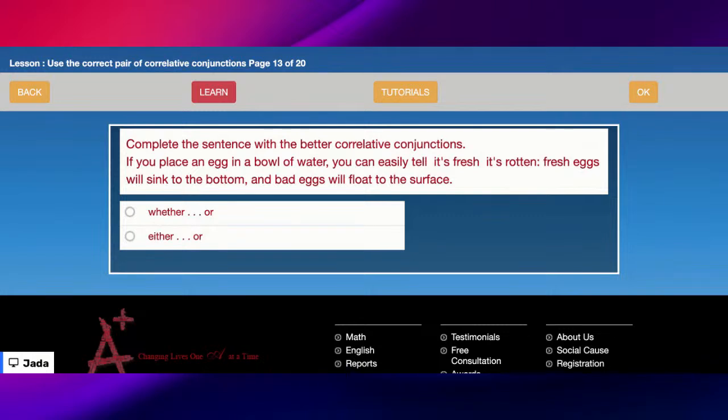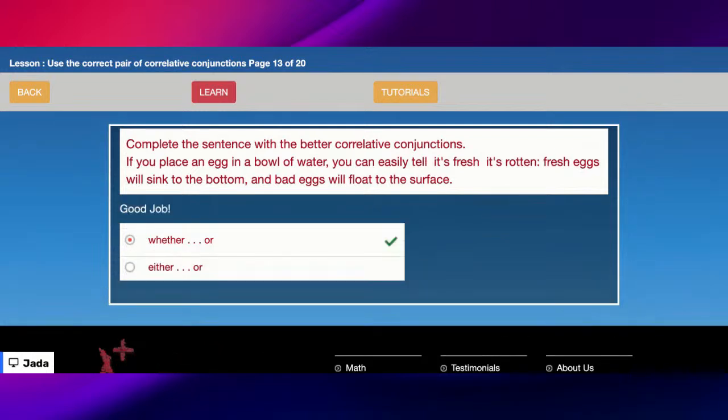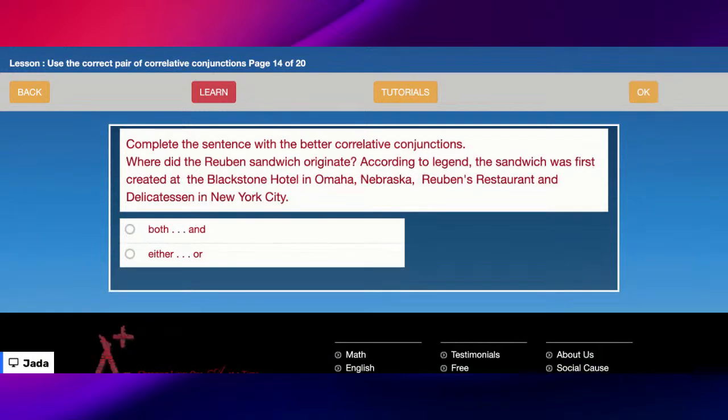So is it going to be you can easily tell either it's fresh or it's rotten, or whether it's fresh or it's rotten? So let's go with whether, right? So whether it is fresh or rotten. Remember that whether-or tells us about a possibility. So there's a possibility and a truth attached together.